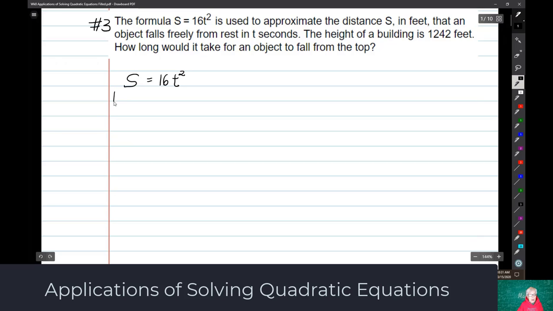All right, so we have 1242 equals 16 T squared. The first thing I want to do always is divide both sides by the number in front, as long as it's not in parentheses. Okay.